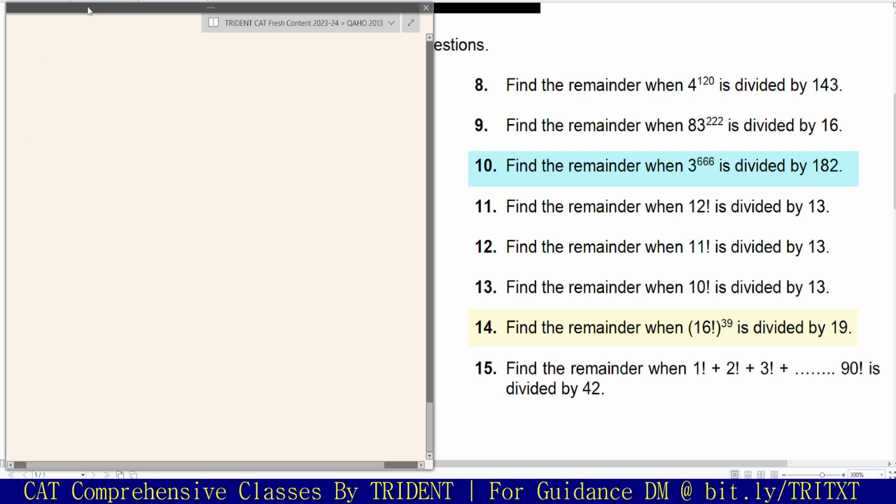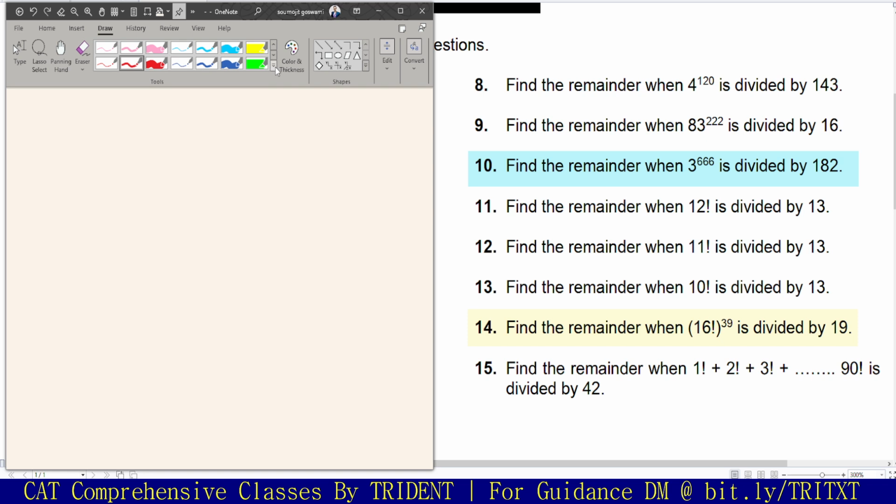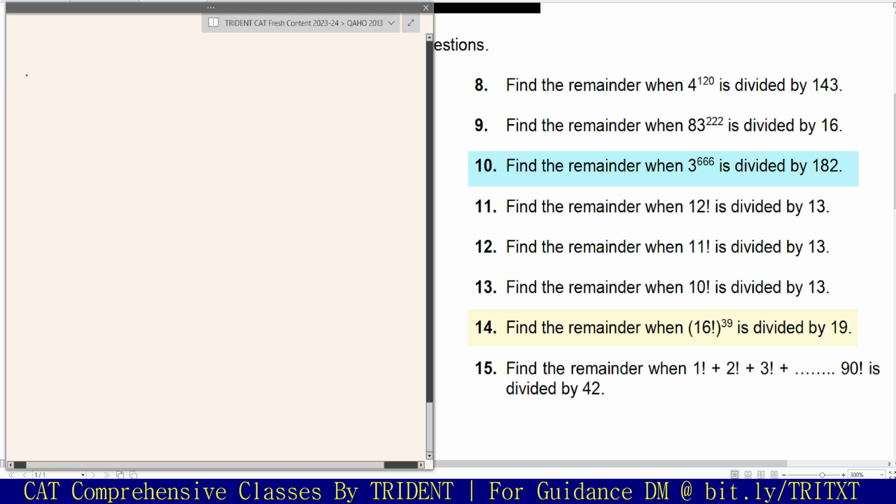All right, so let me change the color of the pen. The 8th question says: find the remainder when 4 raised to the power 120 is divided by 143. Now here we will employ Euler's theorem. First thing first, we have to check whether 143 is a prime or not, because the only constraint for Euler's theorem is that you need to check whether A and B are co-primes or not. 4 is a composite number, so there is no point checking for 4. 143 we'll have to check.